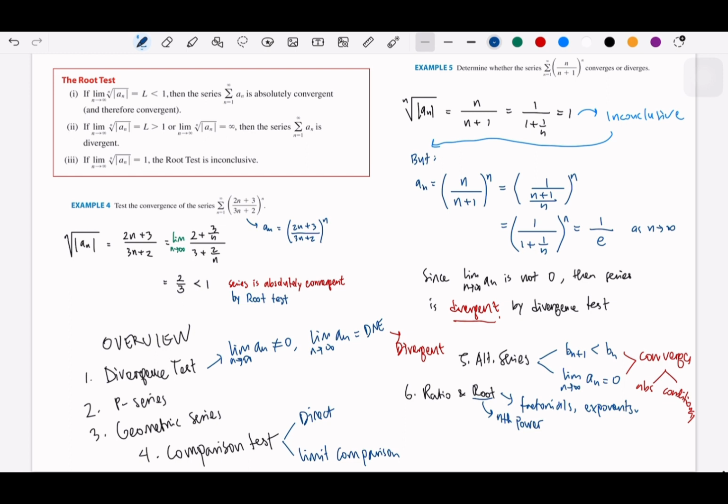The last one is integral. It's not really convenient, because you need to do the improper integral, so it will be the last choice. But if you are familiar with integration, and when you see the series you can imagine, oh, this is a function that is easy to integrate, then you can check the integral. Or if your calculator can do improper integral, that will be better.